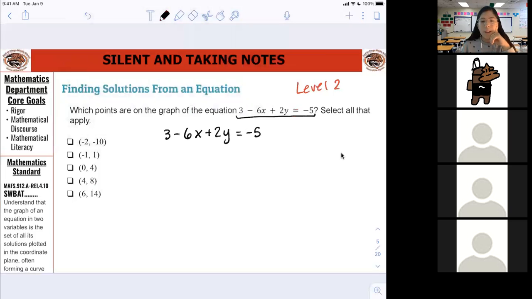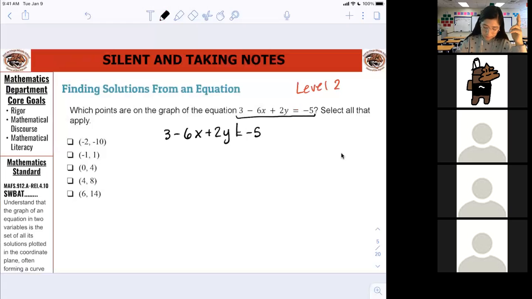Now, first of all, is that equation in slope-intercept form? No. Is it in standard form? No. Is it in any form that we recognize? No. So it's kind of a mess of an equation. It's not in any form that we recognize, but we can still use it because as long as it has an x and a y, you know it's a linear function.